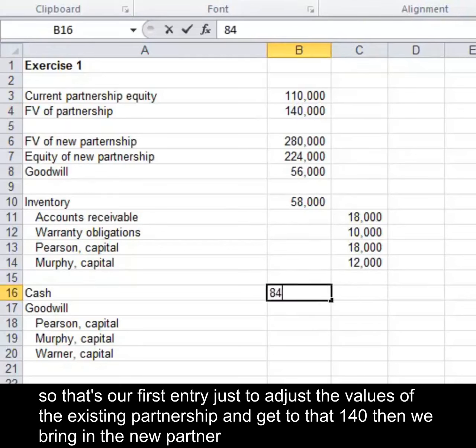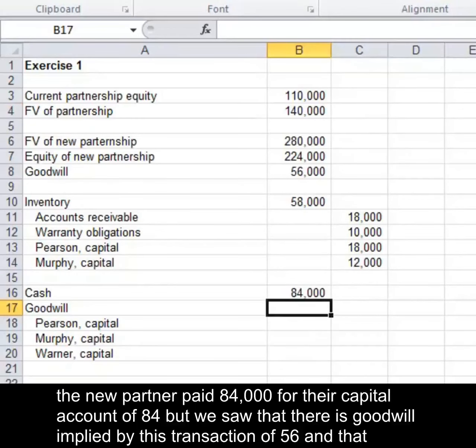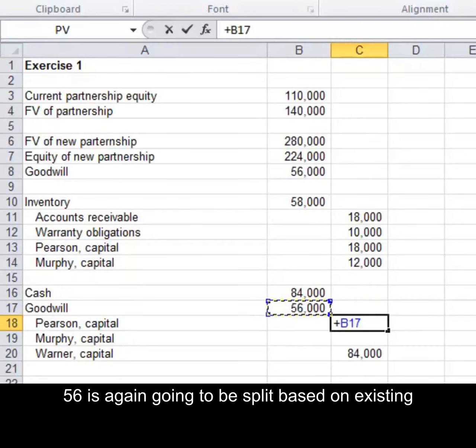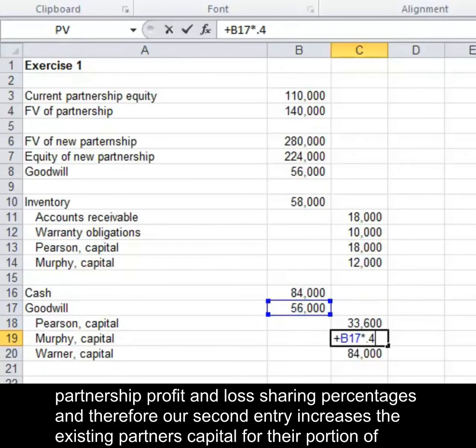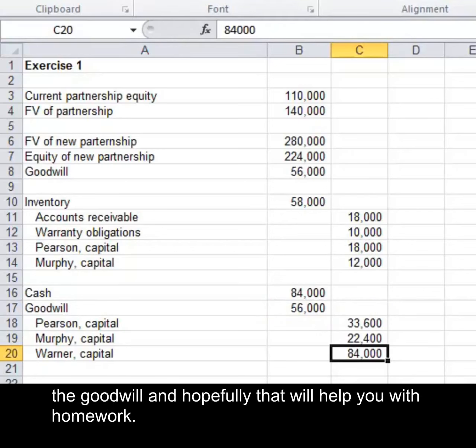Then we bring in the new partner. The new partner paid 84,000 for their capital account of 84. But we saw that there is goodwill implied by this transaction of 56, and that 56 is again going to be split based on existing partnership profit and loss sharing percentages, and therefore our second entry increases the existing partner's capital for their portion of the goodwill.